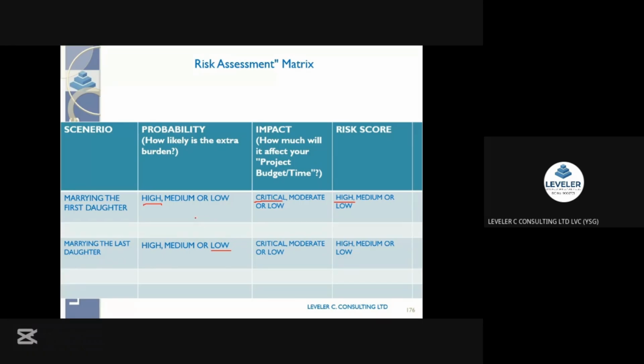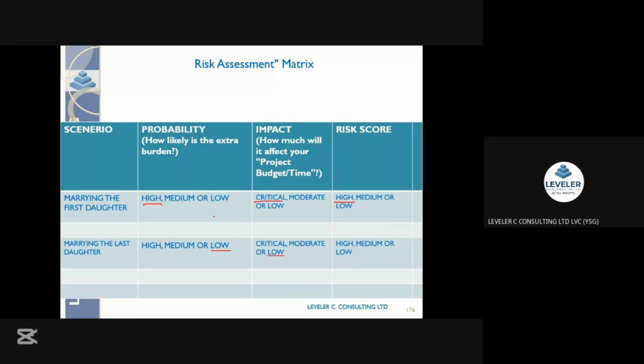The time you use in planning and the money you are going to spend is going to be low, right? Yes, since you have done a wedding before, the first daughter can just say, let's use the same hall we used for you, where I used for myself. You understand? We can do that. Then, of course, what is the risk score? Is it high, medium, or low?